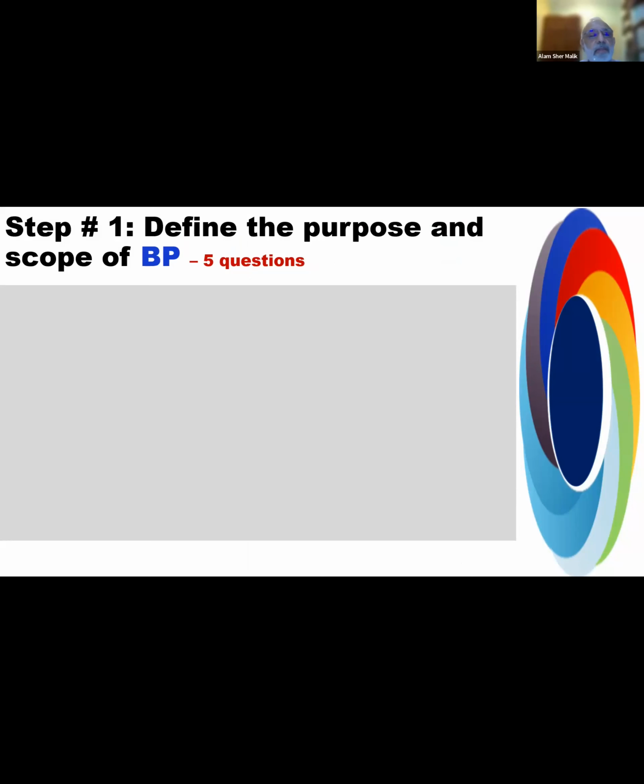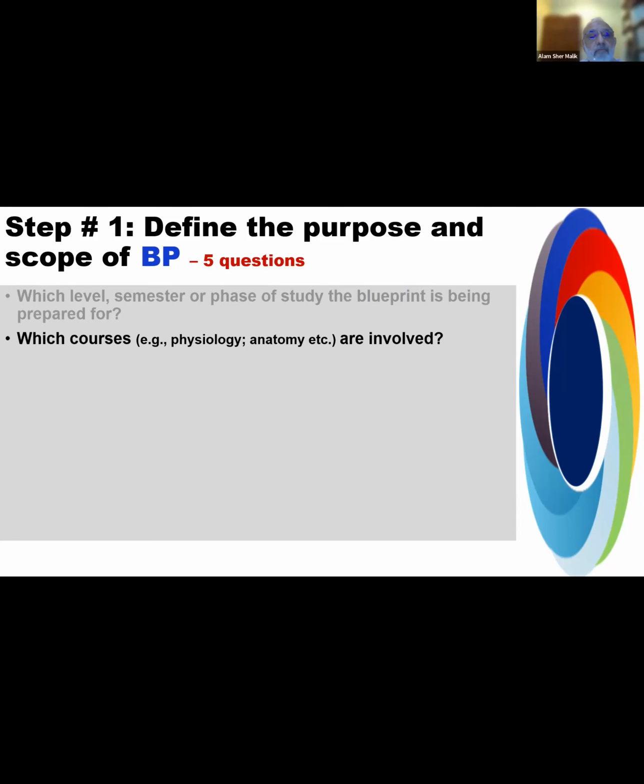So first is to define the purpose and scope of blueprinting. And then we have to answer 5 questions here. First, which level, semester, or phase of the study is the blueprinting being prepared for? Are we doing it for year 1 or year 2, or for clinical years? That's the first one. Second, which courses? It depends on whether we have an integrated curriculum, with horizontal integration or vertical integration. That means whether the exam is only for physiology or for multiple disciplines.